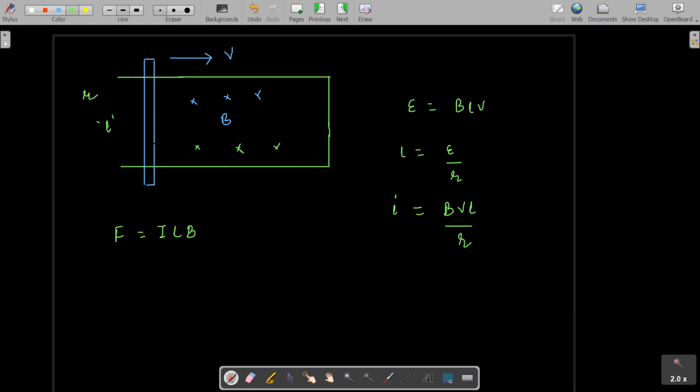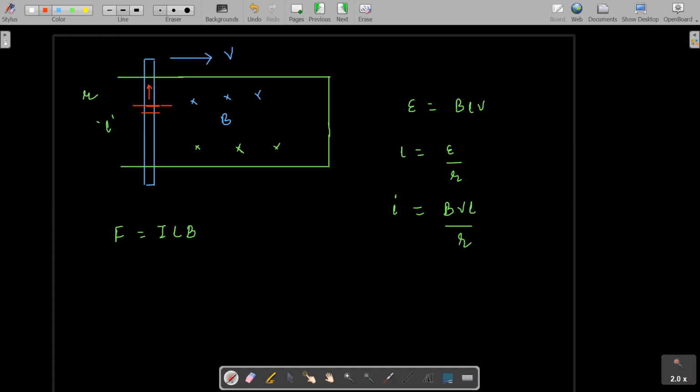So due to the flow of current, this rod will be experiencing a force. What will be the value of force now? Say V cross B is in this direction. So the EMF induced here will be like this. This will be the positive terminal, and this will be the negative terminal. So the current will flow in this direction, right?